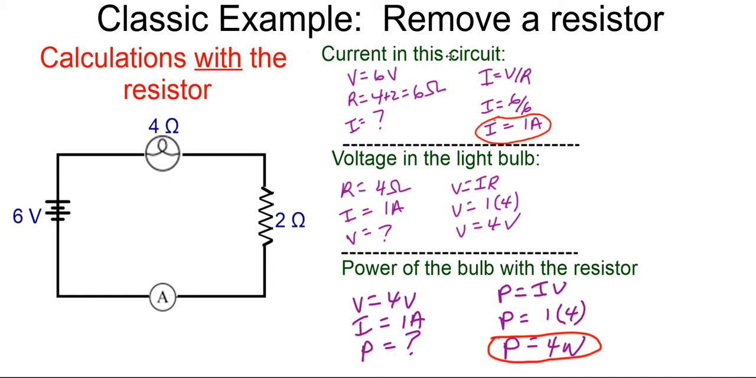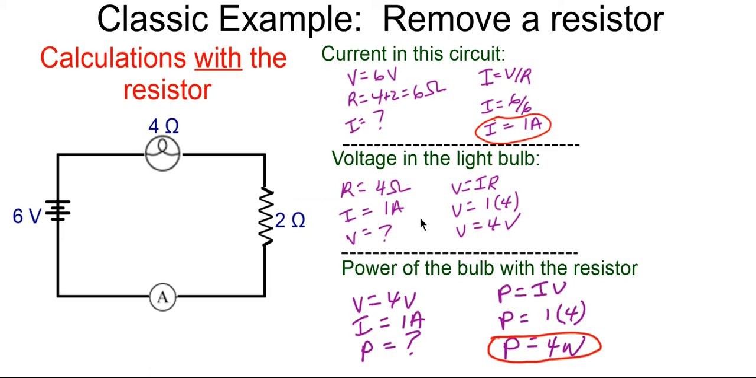Now current in this circuit, let's see, voltage in the circuit is 6 volts, right? This is a series circuit, so I can add those two together and I can get 6 ohms resistance. Looking for current at this point, and there's our formula. Plug it in, and our current is 1 ampere. That ammeter would read 1 ampere.